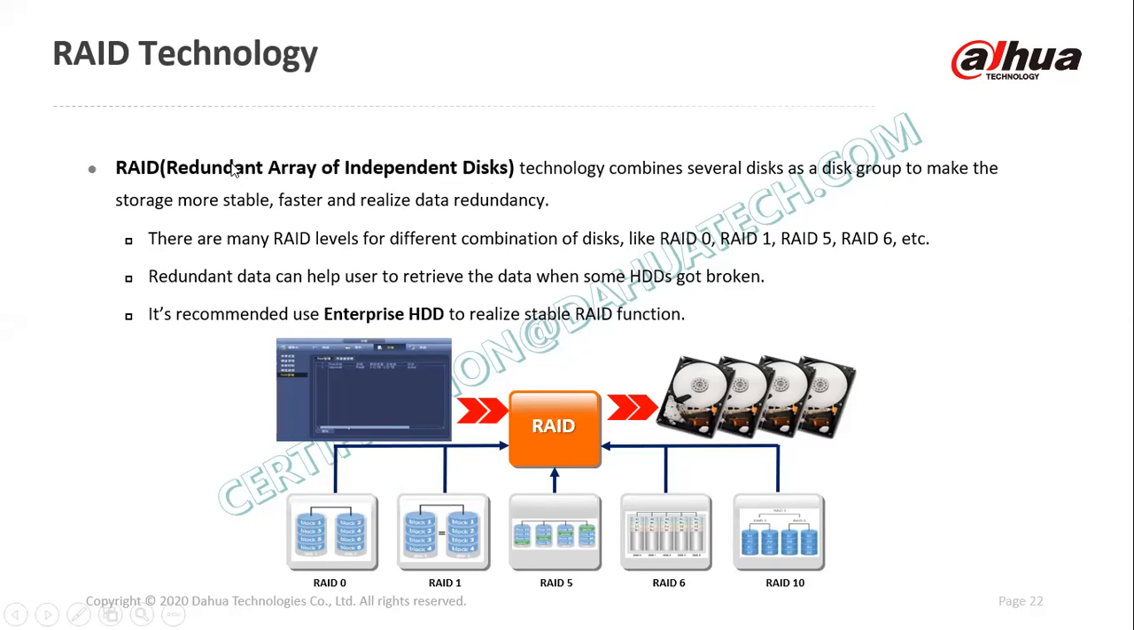So different RAID levels exist. We have RAID 1, 0, 5, 6, etc., even RAID J. RAID J is a new RAID technology that we are going to employ in our system.